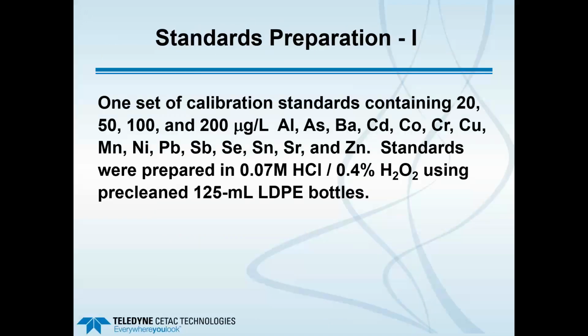Now, standards preparation. So 1 set of calibration standards containing 20, 50, 100, and 200 microgram per liter, or ppb, of those 15 elements. Those were prepared in 0.07 molar HCl with 0.4% hydrogen peroxide using pre-cleaned 125 milliliter low-density polyethylene, or LDPE, bottles.